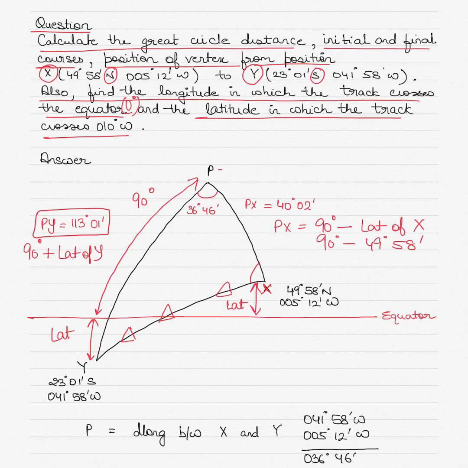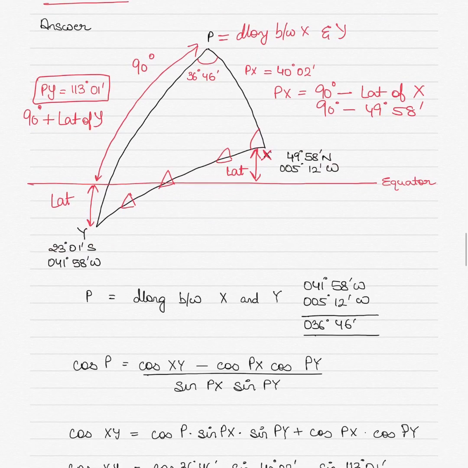Finally, we calculate P. P is nothing but the d long between x and y. One longitude is 41 degrees 58 minutes west, the other is 5 degrees 12 minutes west. If both are on the same side, you will be subtracting one from the other. Take the larger value and subtract the smaller value from it. Here of course it doesn't matter, but the vessel is going westerly. So subtract the two and you get your d long as 36 degrees 46 minutes. And that is the angle P here in the diagram. That is the d long.